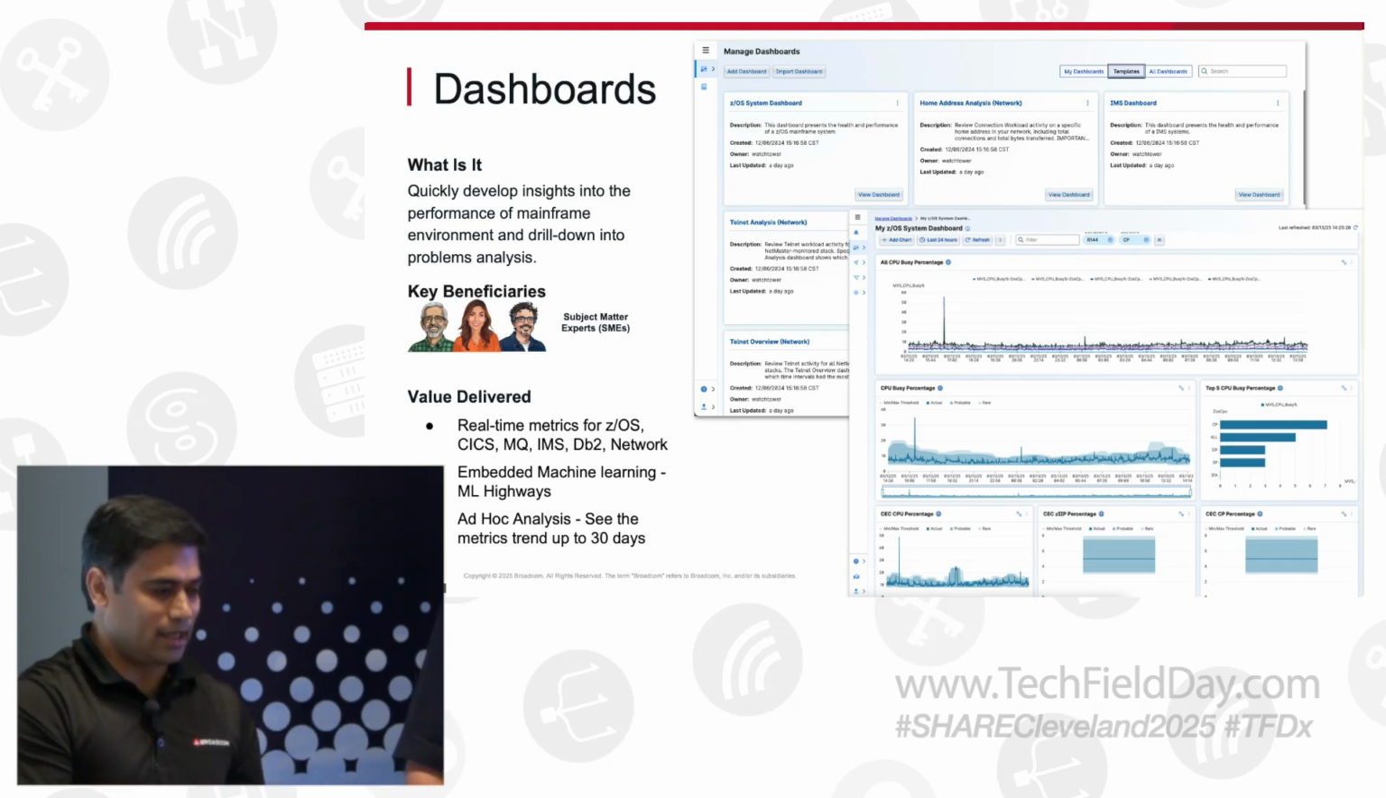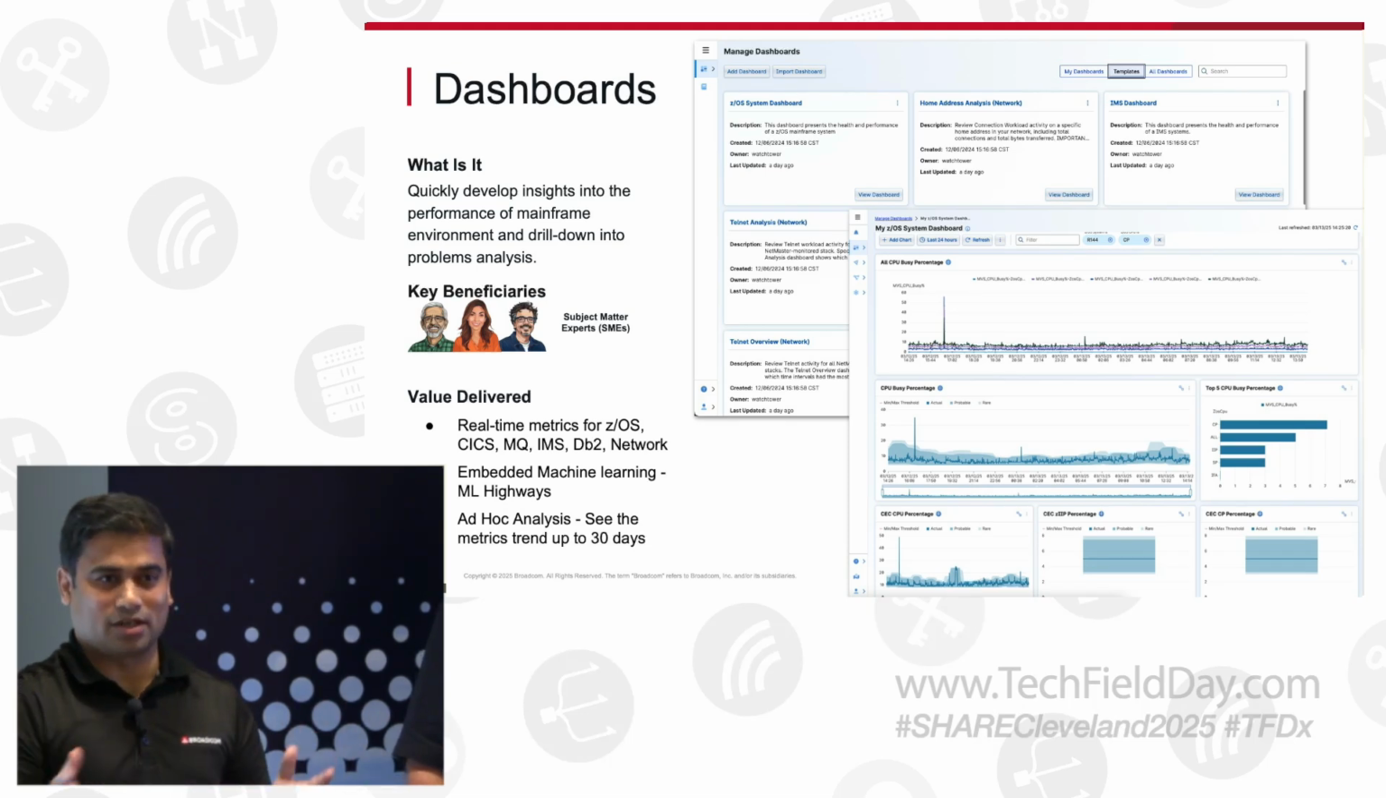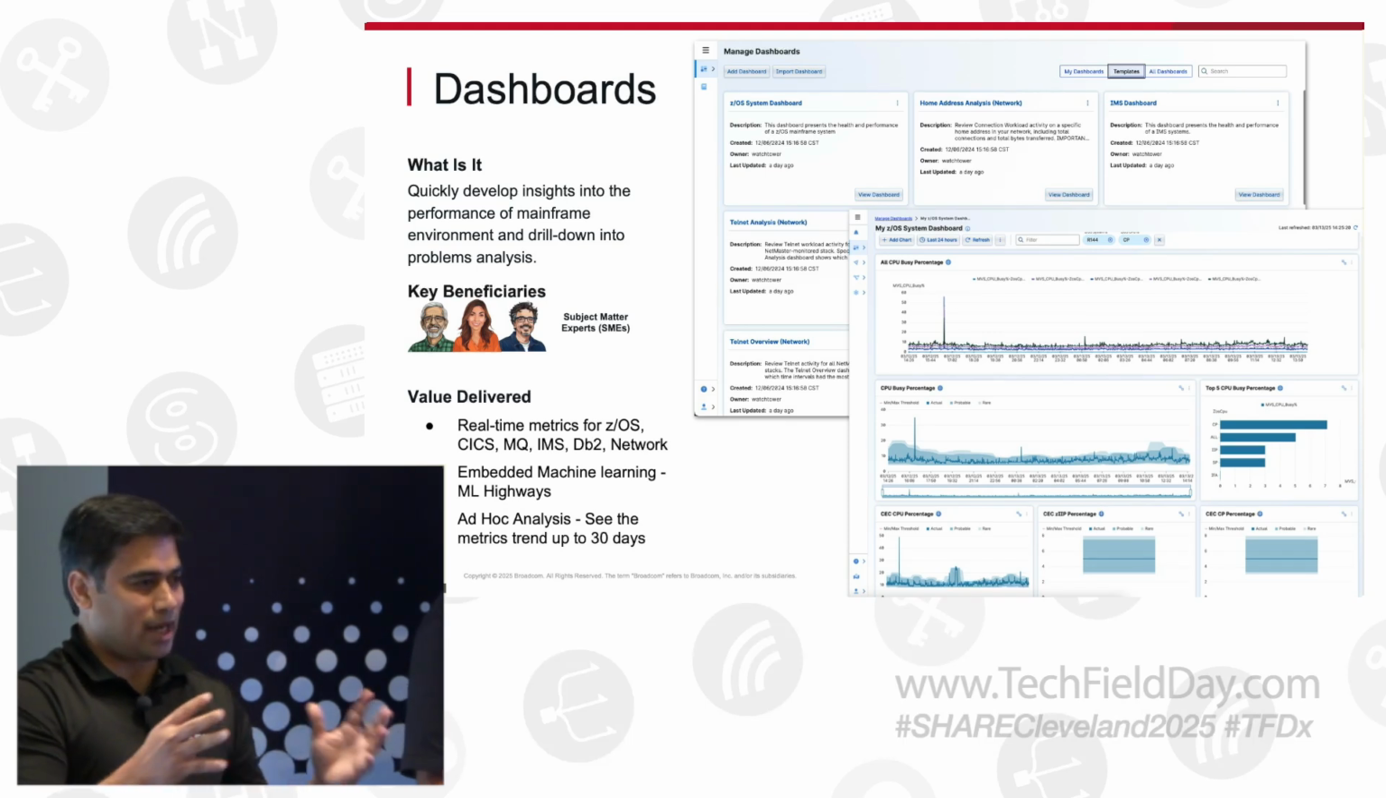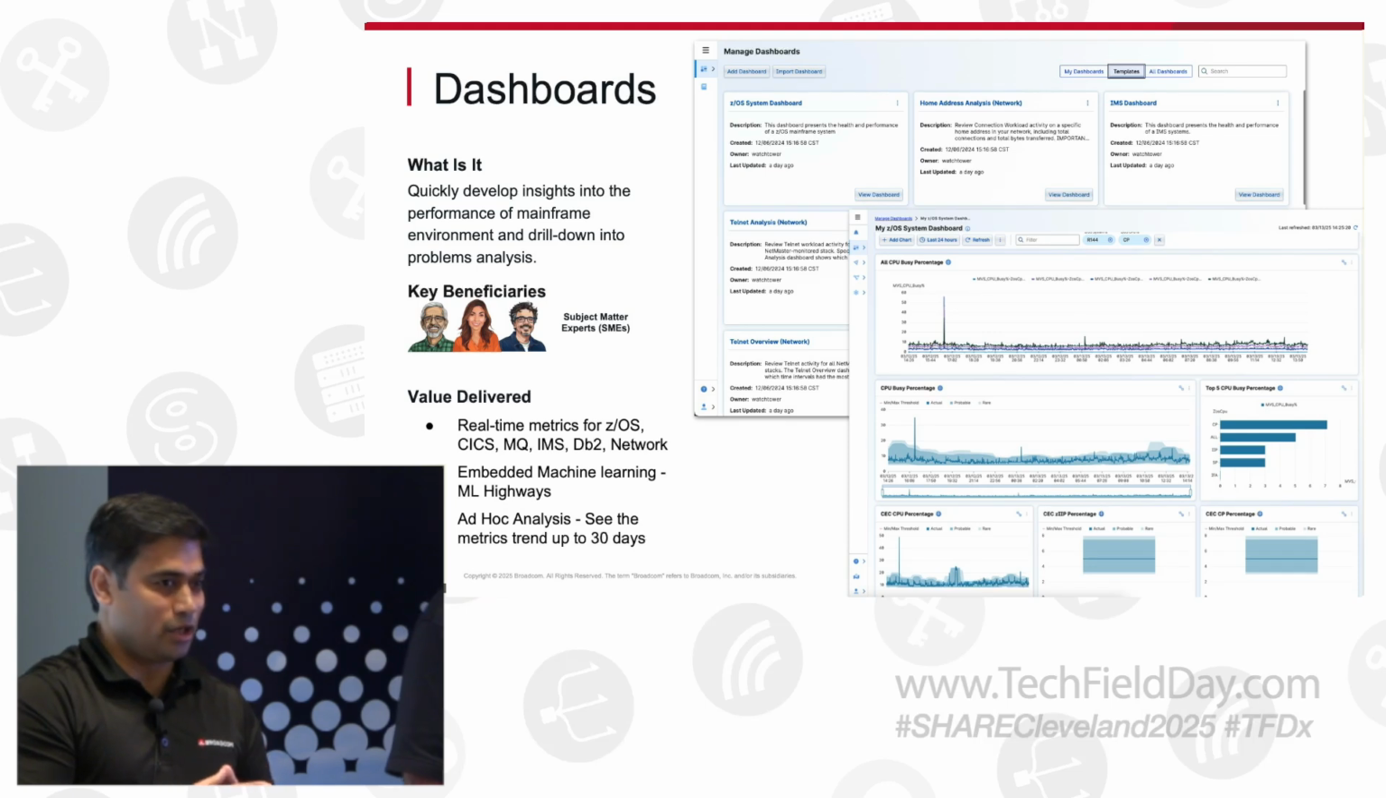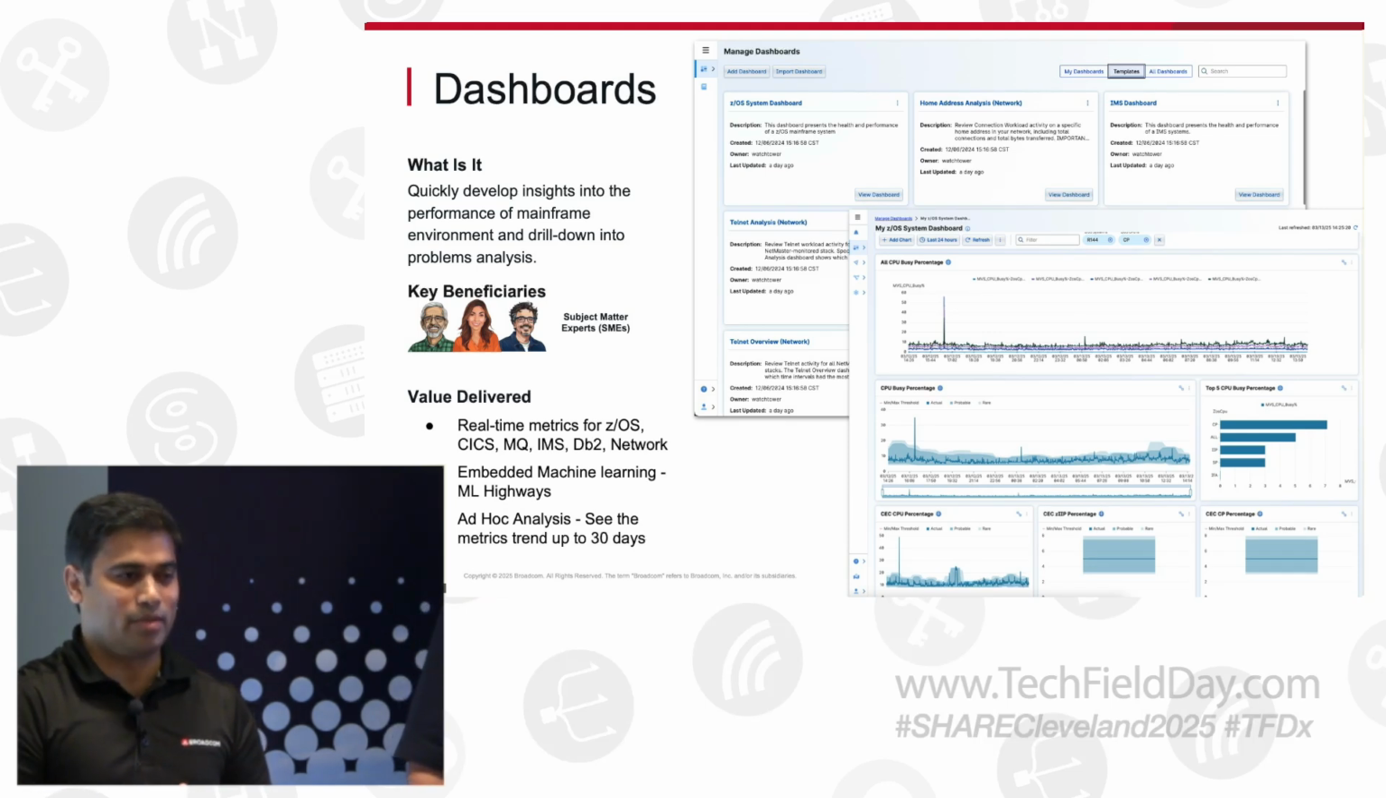All this collected telemetry data is being streamed to the WatchTower platform, and that's where the dashboard comes into the picture to visualize. Now we catalog this particular telemetry data into our efficient data store and make it available to a variety of personas, which includes the system operators as well as the subject matter experts who are trying to solve an incident on the mainframe.